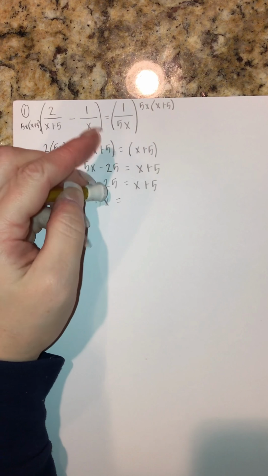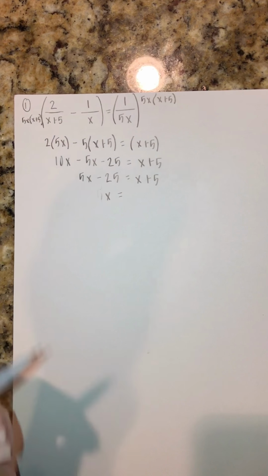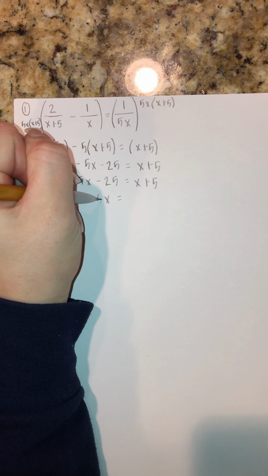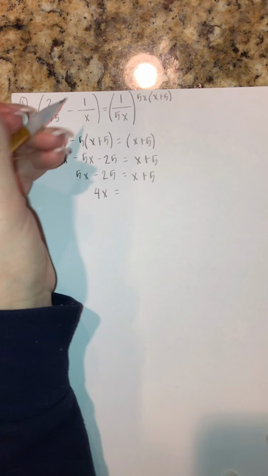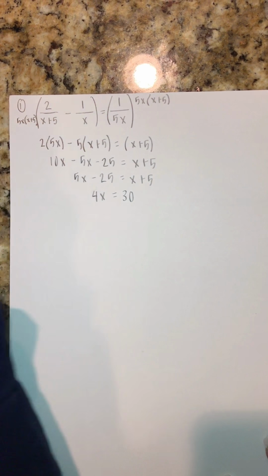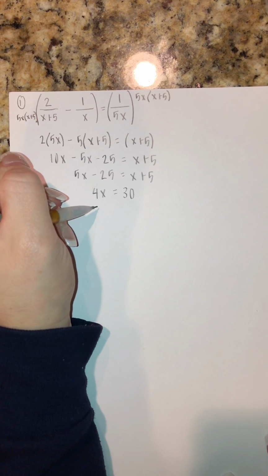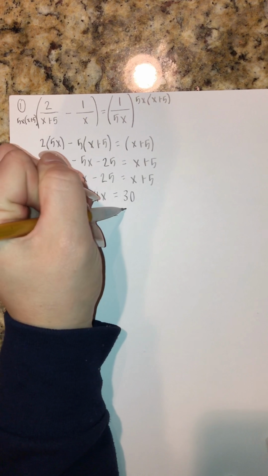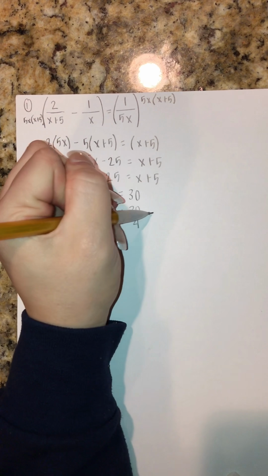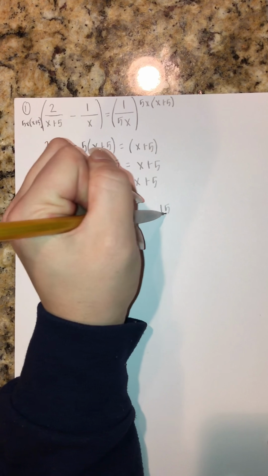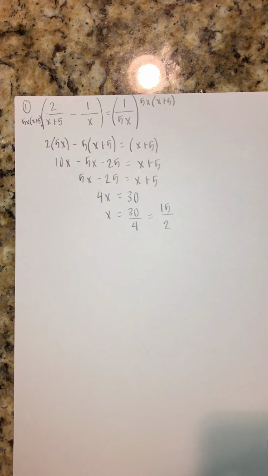4x, oops. You'd subtract this x to this side, and then you'd add the 25 to that side, so you get 30. Then to get the x by yourself, you divide by 4, so it'd be 30 over 4. You can simplify that again, so it would be 15 over 2.